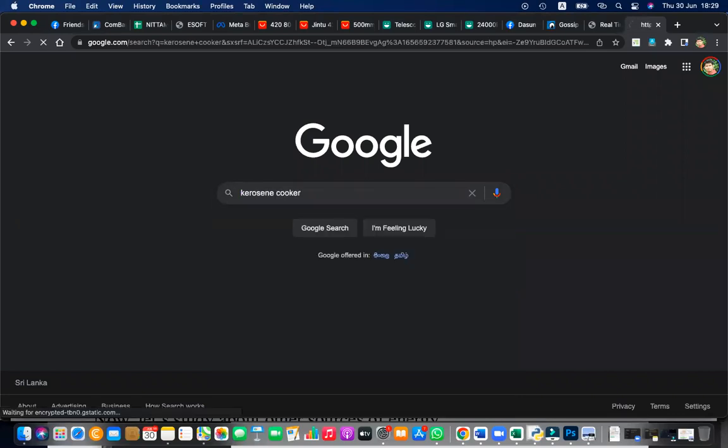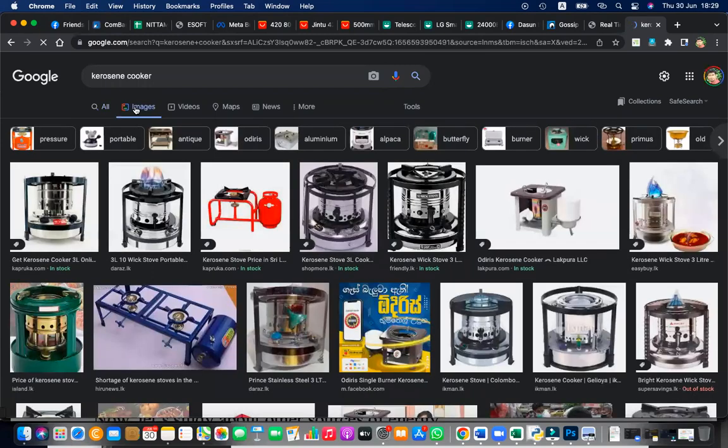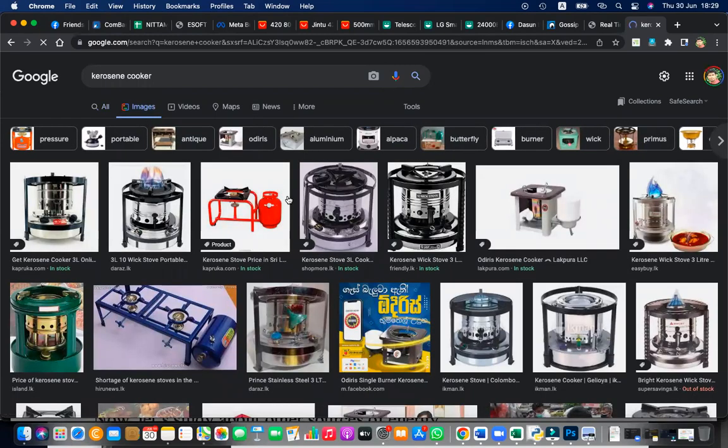Yeah, kerosene cooker. That is also available in Sri Lanka. So this one, kerosene cooker. Right? So that is also available, kerosene cooker. But kerosene is not available. Kerosene cooker is available, right? That is the thing. LPG, the gas cooker is available. Gas is not available.